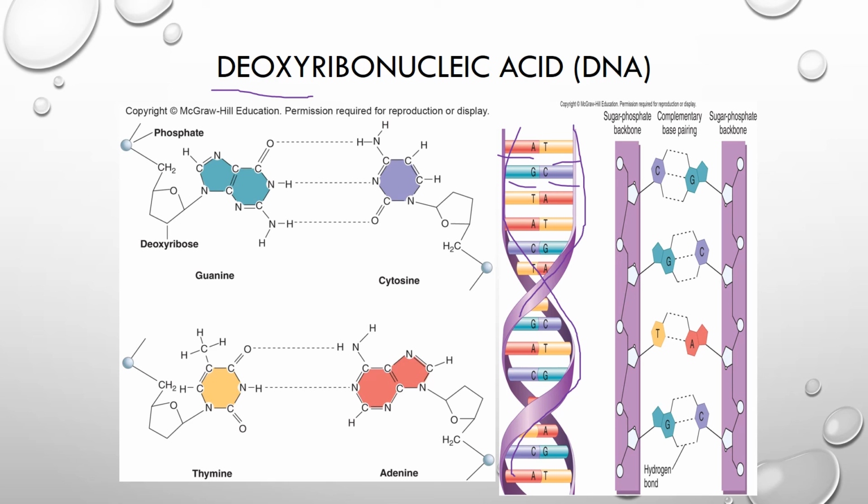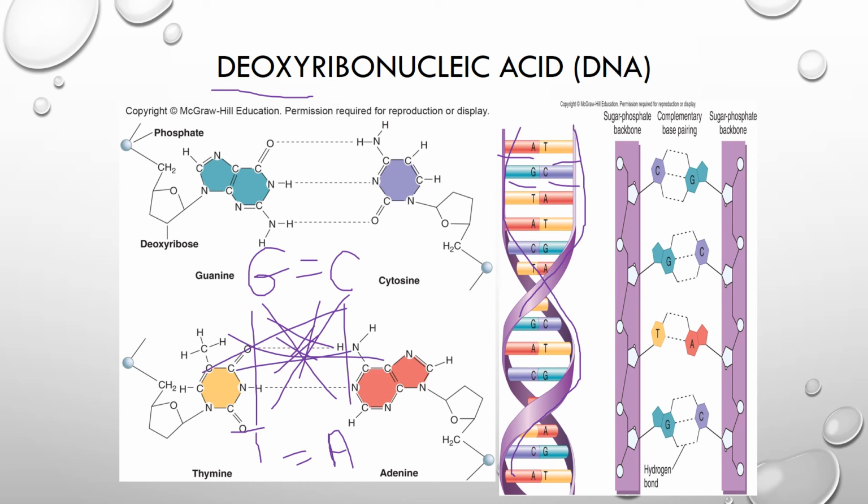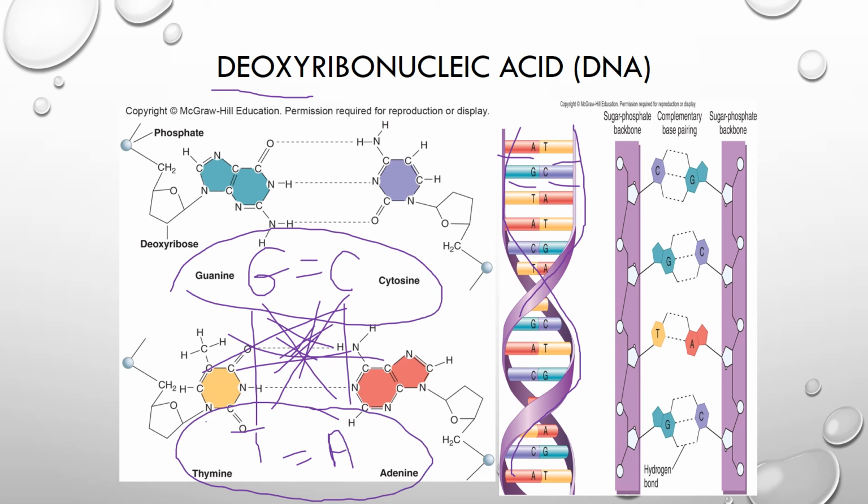So with DNA, C's will always pair with G's, and T's will always pair with A's. So C and T cannot pair together, and G and A cannot pair together, or this and this. That will not work at all. It's only between guanine and cytosine, and thymine and adenine in terms of the base pairing.